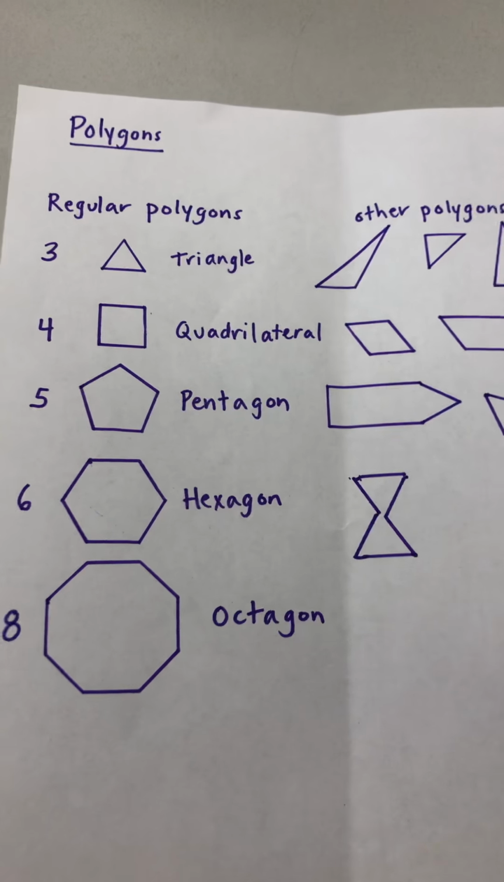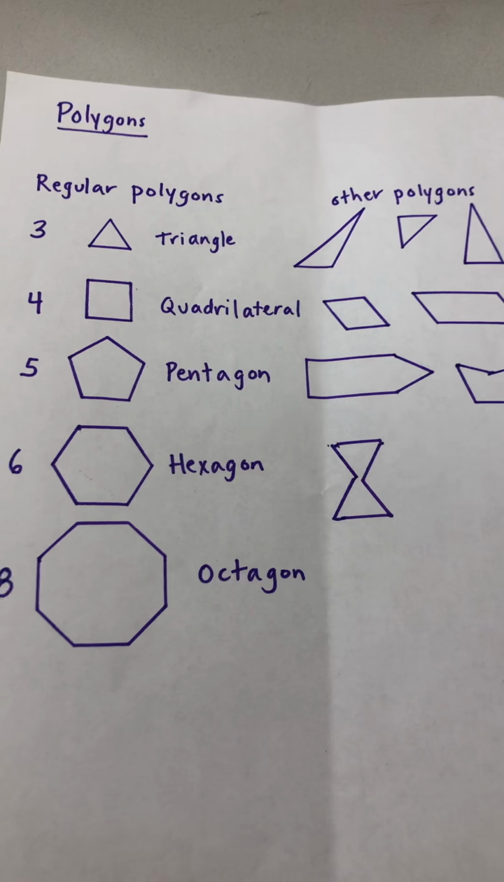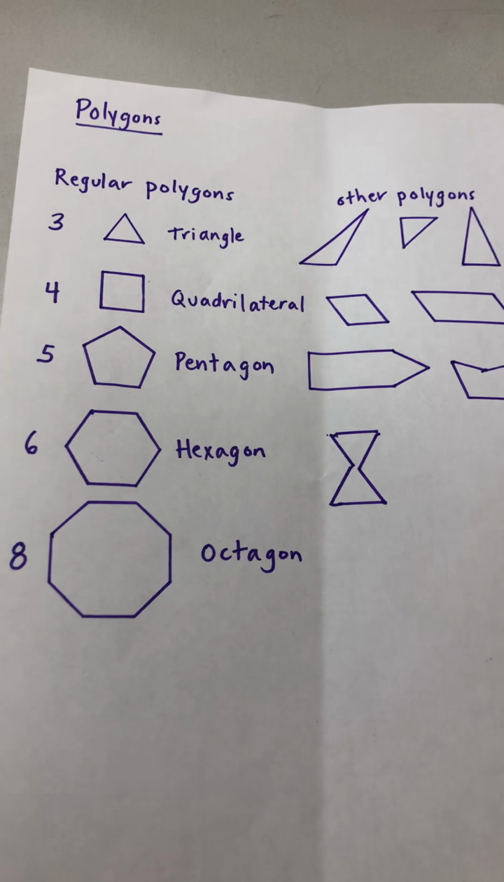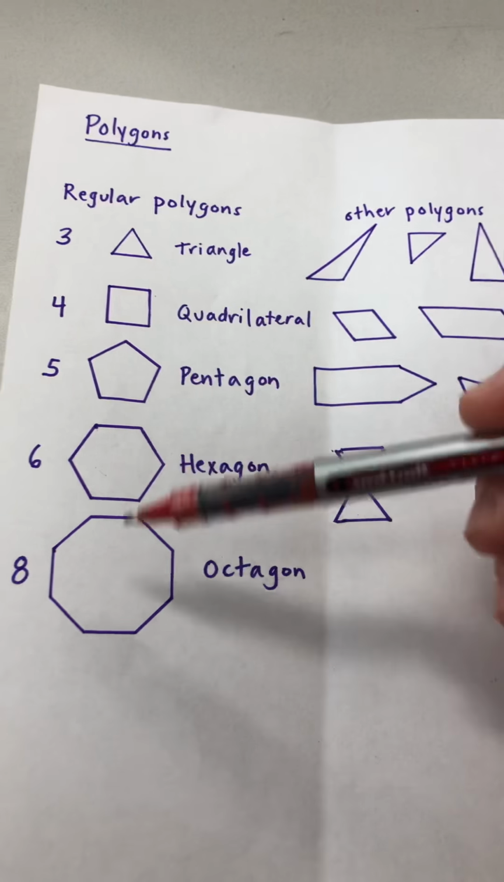Once we know about lines, then we learn about polygons. Polygons are going to be figures that are two-dimensional. So they're flat and they're closed and they're made up of straight line segments. Students need to know the names of all of these.